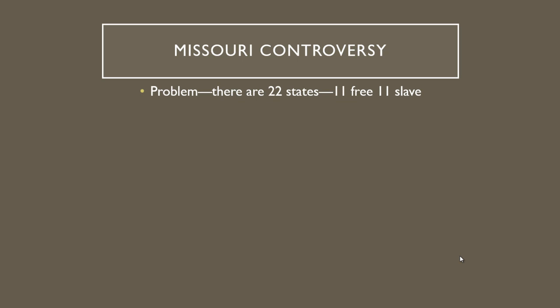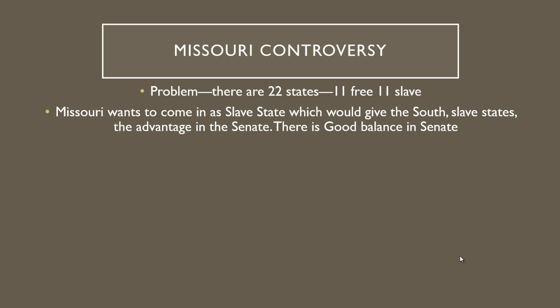With the Missouri controversy, there's a problem. There's 22 states, 11 are free, and 11 are slave states. Missouri wants to come in as a slave state, which would give the South an advantage in the Senate. It would give them 12 slave states and the advantage in the Senate. And during this time period, there is a good balance in the Senate.